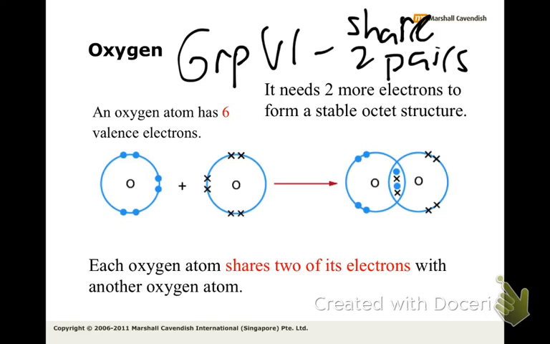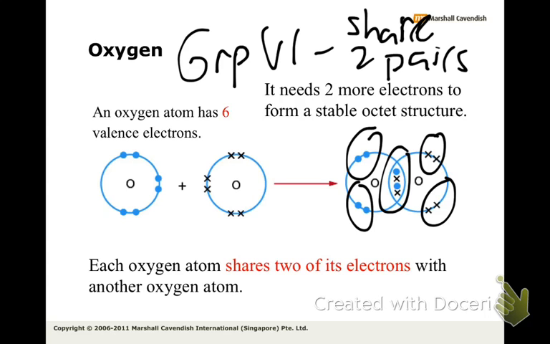Please take note, some of you make careless mistakes because you already know to share 2 pairs, then after that you draw 6 electrons outside. Please take note, it must be 2 pairs. Altogether, one oxygen atom will now have 2, 4, 6, 8. This side will have 2, 4, 6, 8. So when you draw your electrons, especially when you talk about covalent structure, please recount again. Just make sure that each atom has 8 valence electrons. That's the goal.